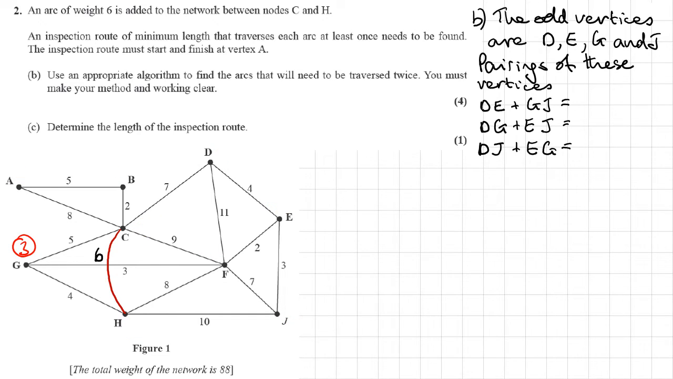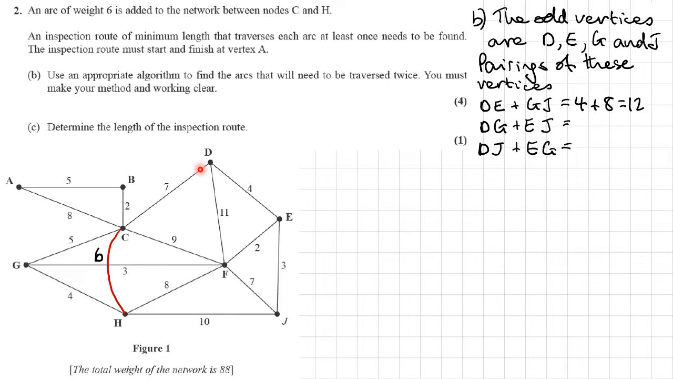So D to E, okay, D to E. Now the shortest route between D and E is 4. And then G to J. Now I think the shortest route from G to J goes G, F, E, J. So it's 3 plus 2 plus 3, which is 8. So giving a total weight of 12.